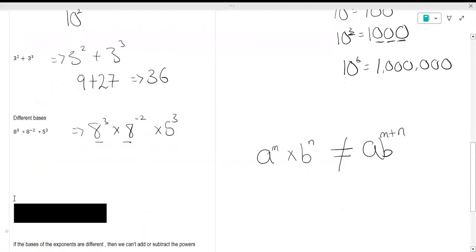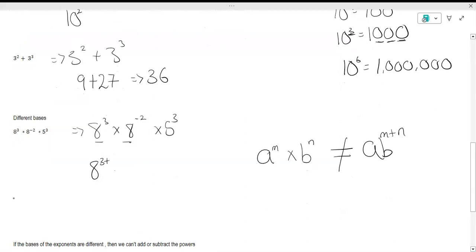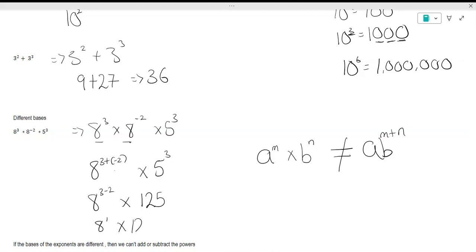So this will be 8 raised to the power 3 minus 2 times 5 raised to the power 3. What's 5 raised to the power 3? That's 5 times 5 times 5, which is 125. So we have 8 raised to the power 1 times 125. 8 raised to the power 1 is just 8. So 125 times 8 gives us 1,000. So our answer here is 1,000.